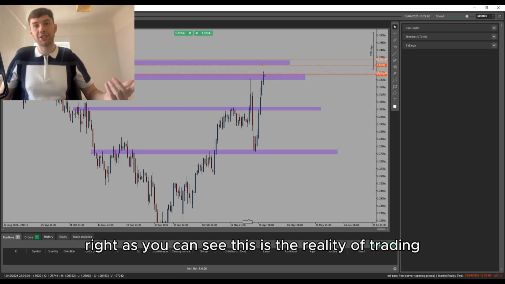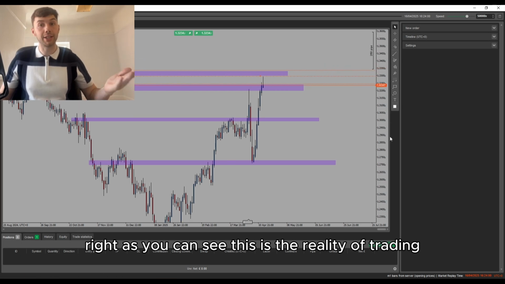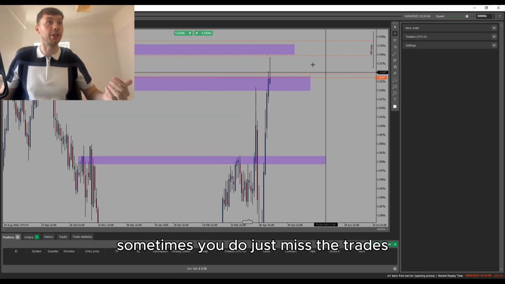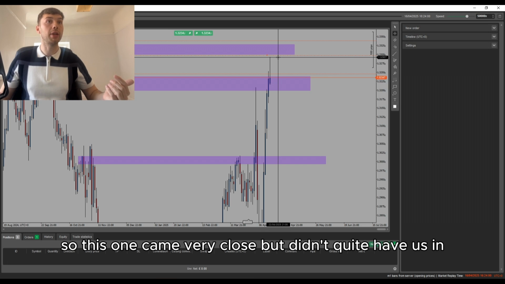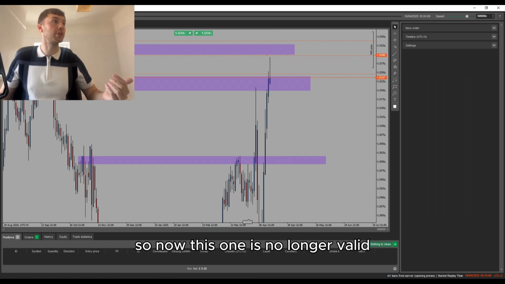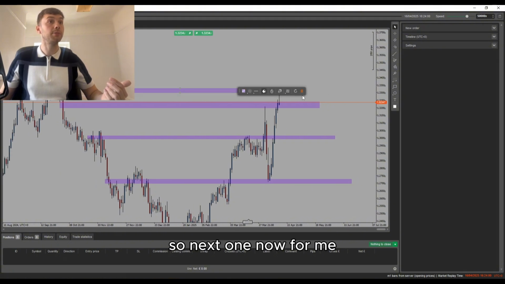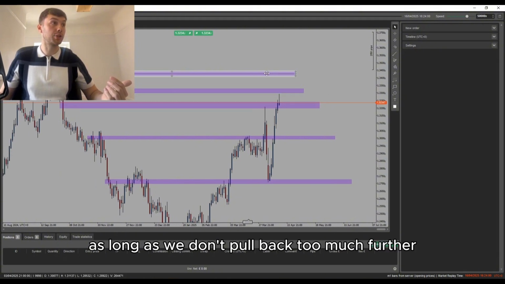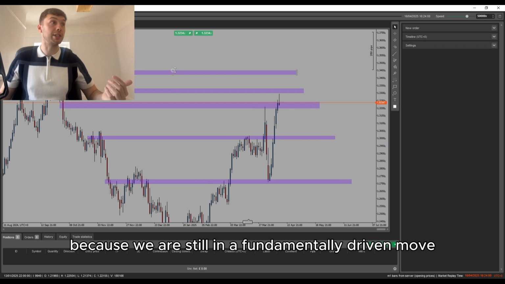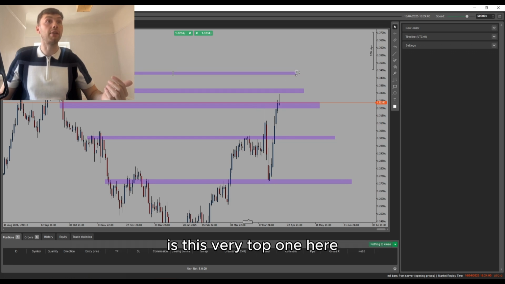Right, as you can see, this is the reality of trading. Sometimes you do just miss the trades. So this one came very close but didn't quite tag us in. So now this one is no longer valid. So the next one now for me, as long as we don't pull back too much further, because we are still in a fundamentally driven move, is this very top one here.